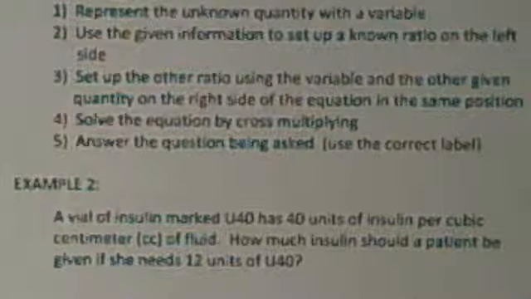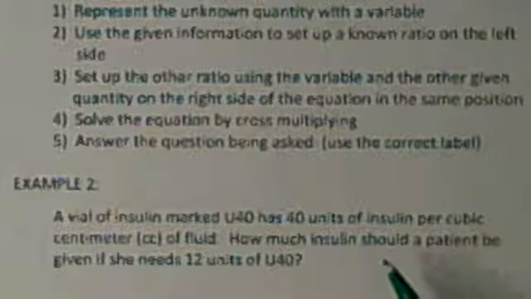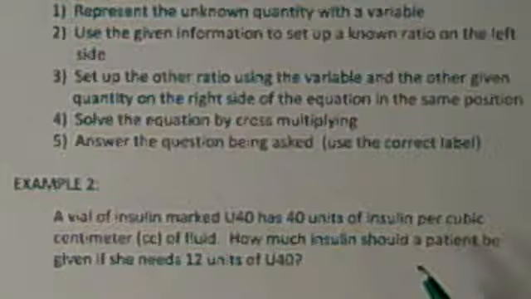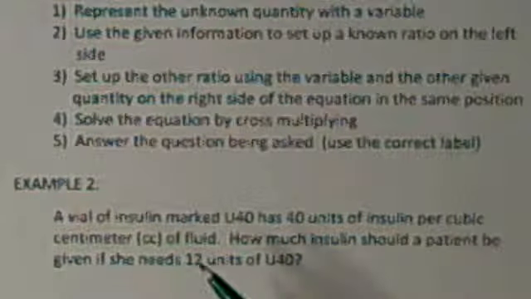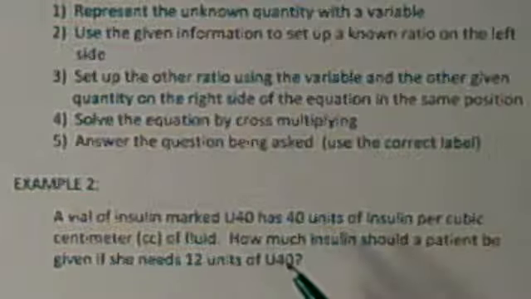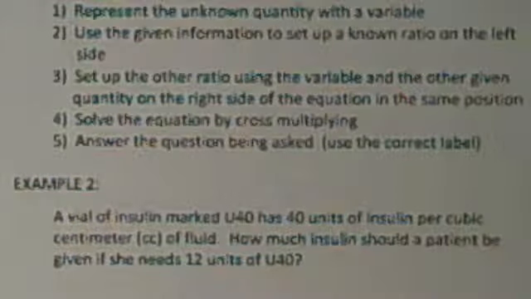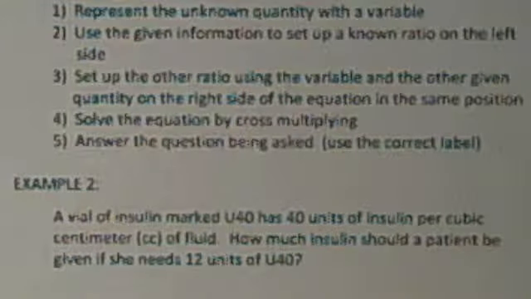So here again is another example. A vial of insulin marked U40 has 40 units of insulin per cubic centimeter, which we can write as cc, of fluid. How much insulin should a patient be given if she needs 12 units of U40?